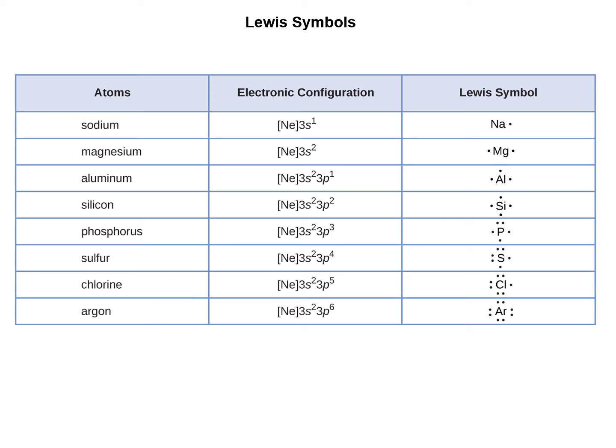So the Lewis symbols for sodium are shown here: magnesium, aluminum, silicon, phosphorus, sulfur, chlorine, and argon. Notice that as we go across the chart, the electron configuration increases by 1 electron in each element. And with the Lewis symbol, we basically just add 1 electron as we go around until we come to argon, which has 8 electrons, which is a full octet, which makes it a stable atom.